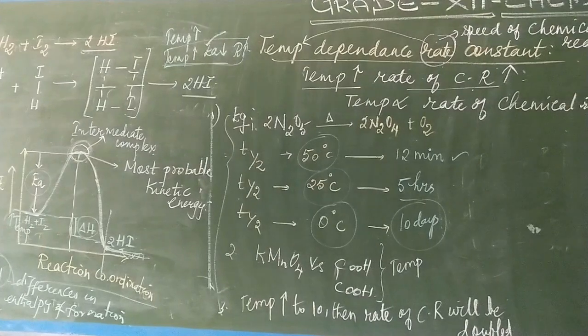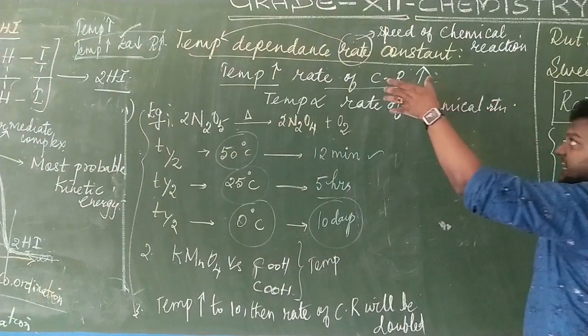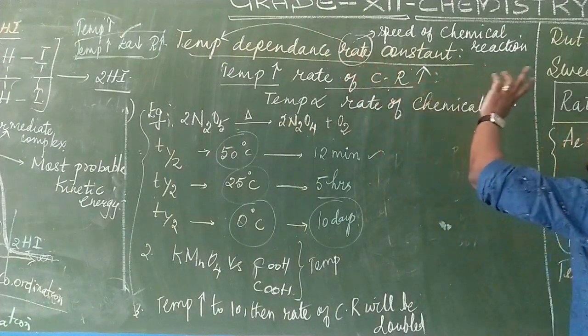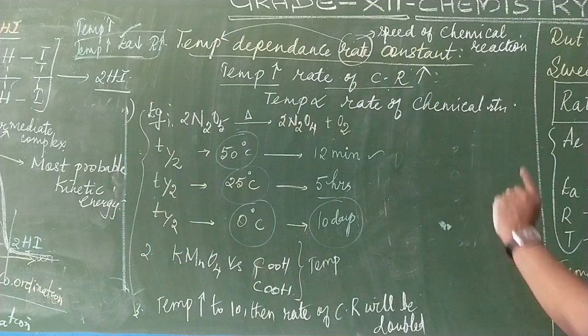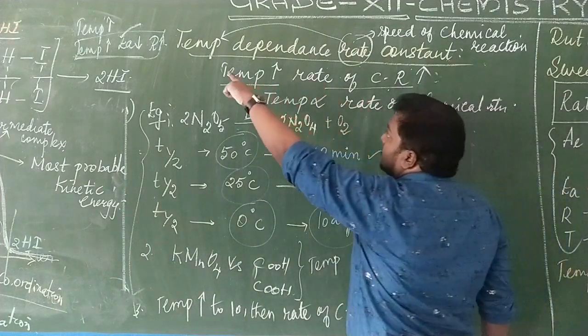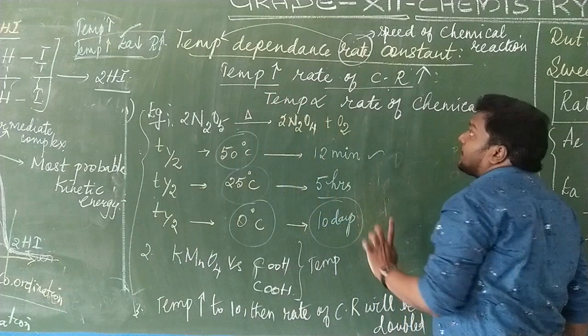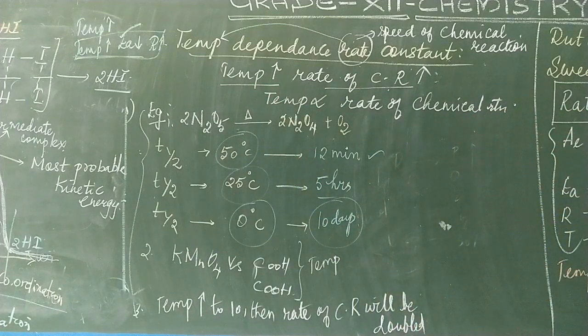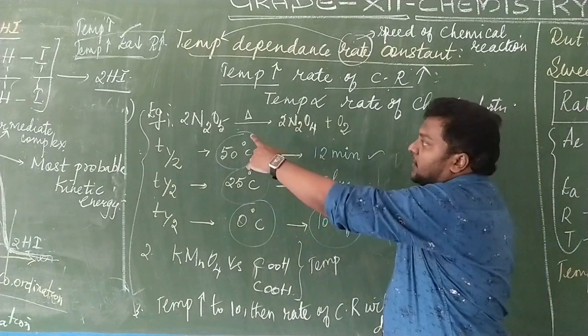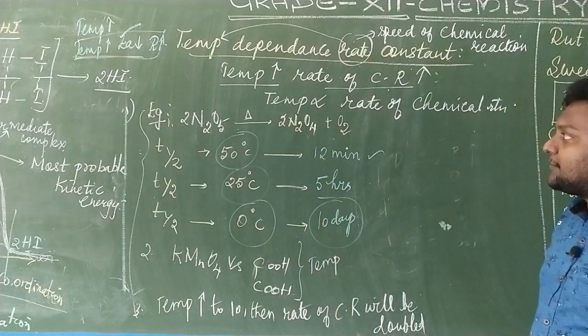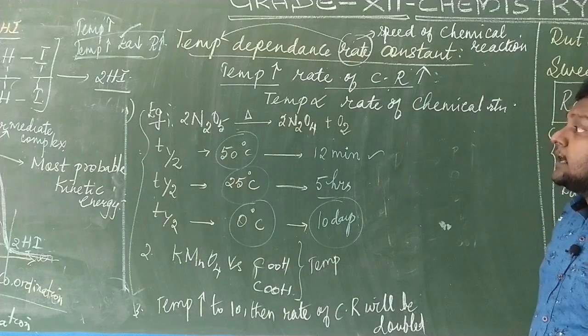Temperature dependent rate constant definition, statement-ல you can understand. The rate means what? The speed of chemical reaction. The speed of the chemical reaction depends upon the temperature. So whenever the temperature is high, the rate of chemical reaction will also be high. So temperature will be directly proportional to the rate of chemical reaction. For example, two molecules of nitrogen pentoxide decomposes to form nitrogen tetroxide plus oxygen.